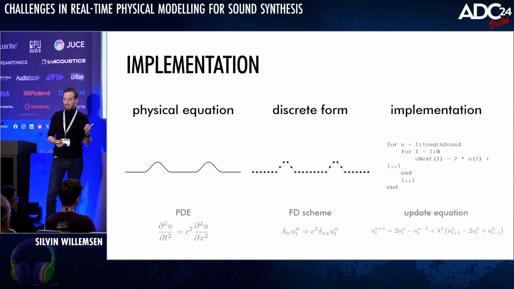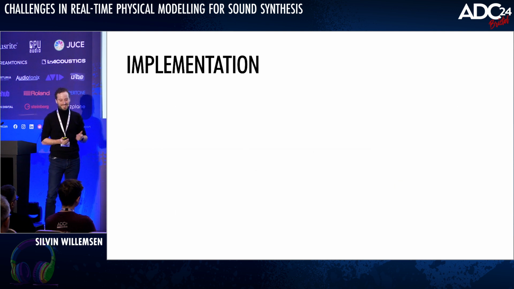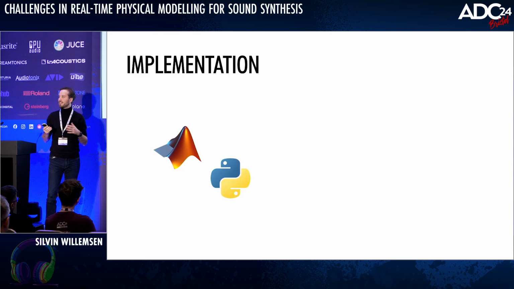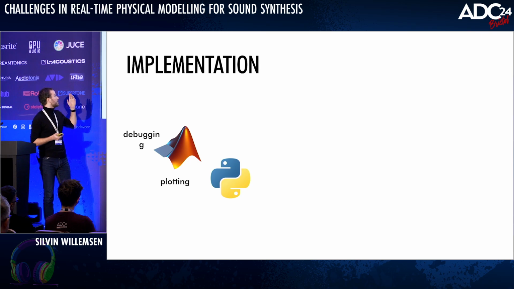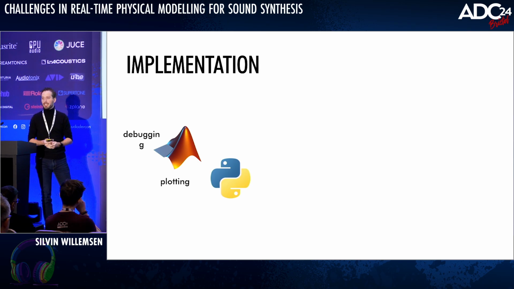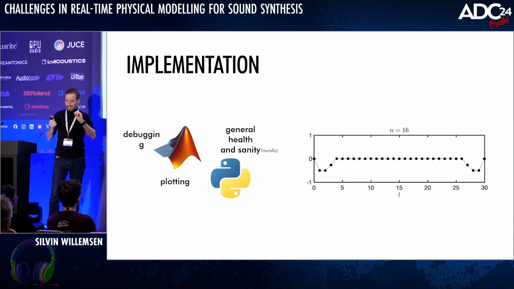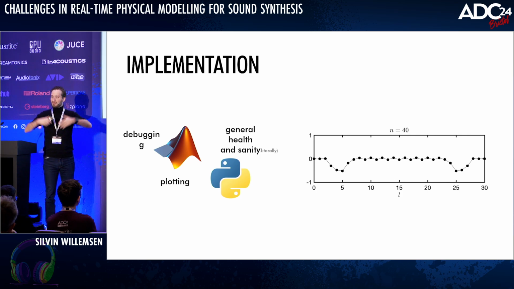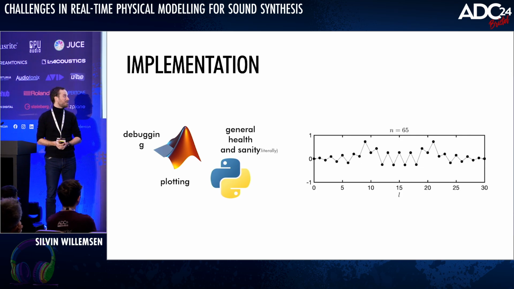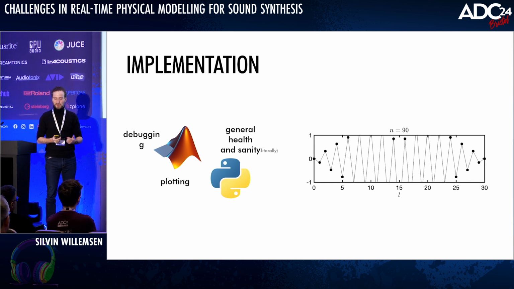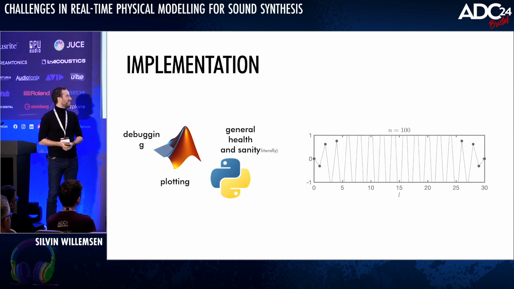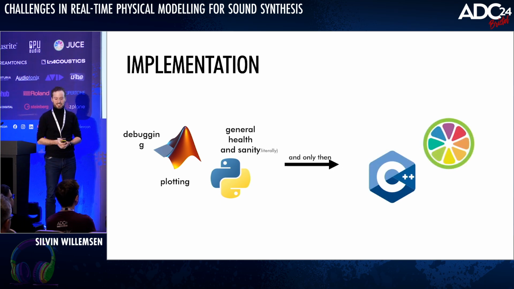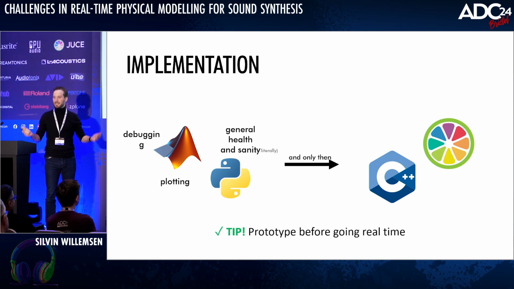And there's a very good reason I'm showing MATLAB code at ADC and not C++. This is because to start off with these physical models, it's a very good idea to start off with a non-real-time programming language. So we can, for example, do debugging and plotting very easily in MATLAB and Python, for example. And there's another reason, which is your general health and sanity. Because, and this is in a very literal sense, these physical models, for a slight wrong choice of parameters, can blow up on you. And they can become unstable. And if you do this in JUCE, your headphones and, more importantly, your ears are not going to be very happy with this. So yeah, only then go to C++ and JUCE. So yeah, that is prototyping before going real-time.